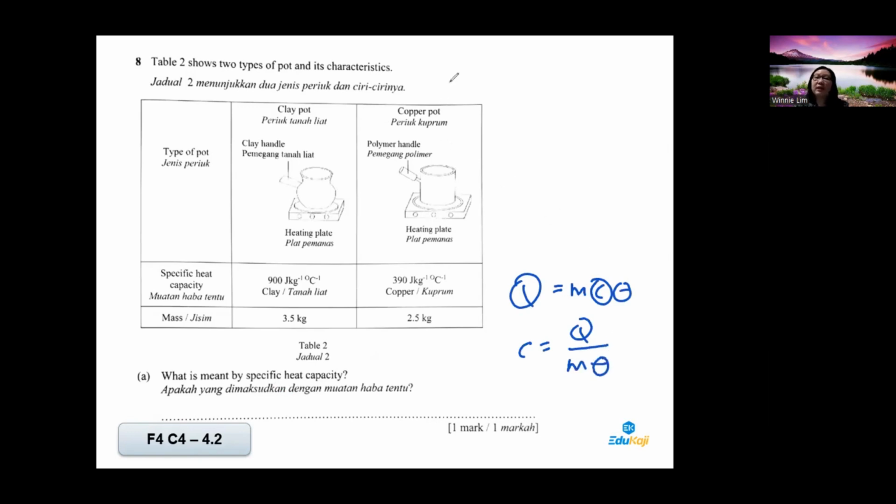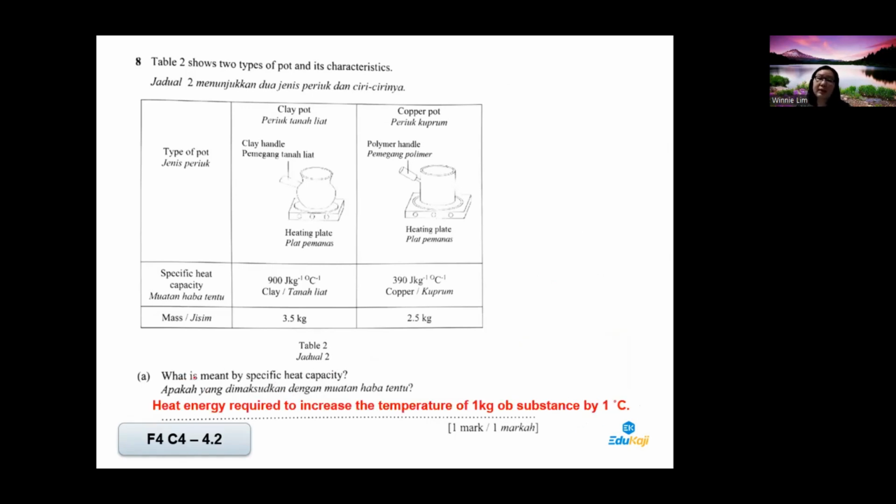So whenever you define specific heat capacity, teacher always says you need to have the important terms. Q refers to what? Heat. m is the mass, 1 kg, and this is 1 degree Celsius. So in your whole definition, you must have all these terms. If you miss out 1 kg or 1 degree Celsius, cannot. So the proper answer is the heat energy required to increase the temperature of 1 kg of substance by 1 degree Celsius. Again, heat energy required to increase the temperature of 1 kg of substance by 1 degree Celsius.